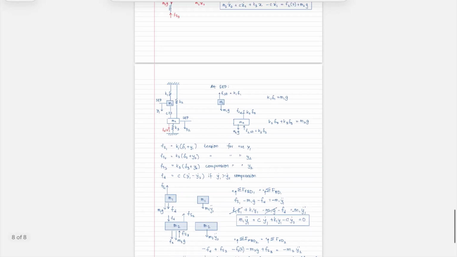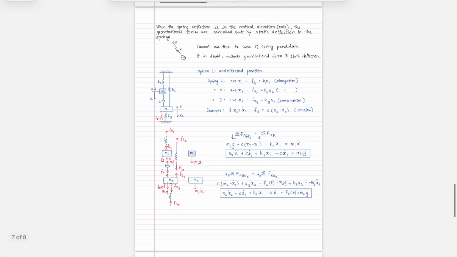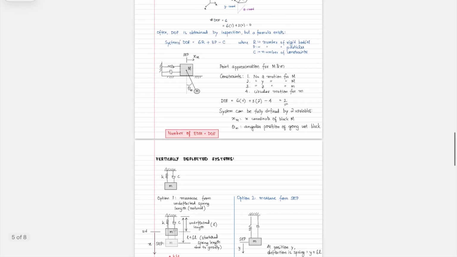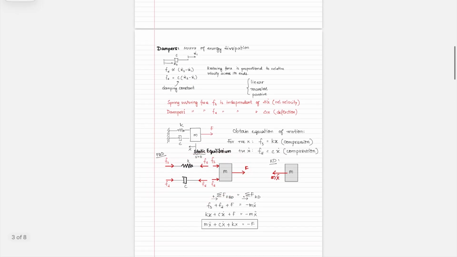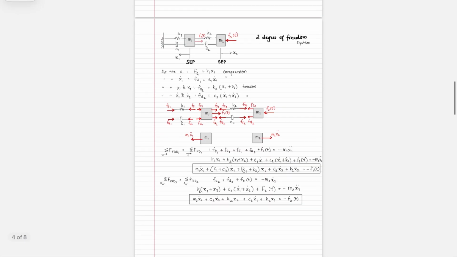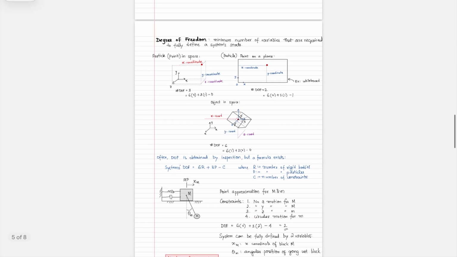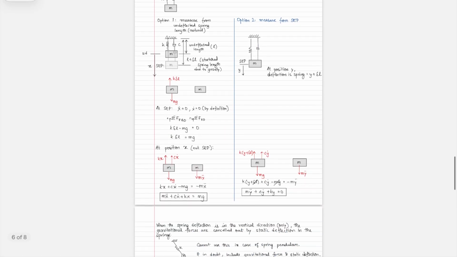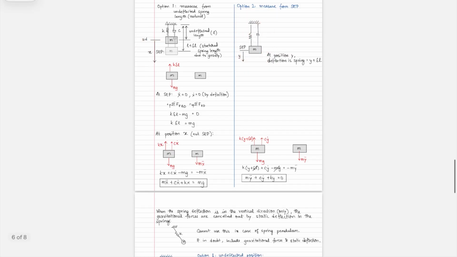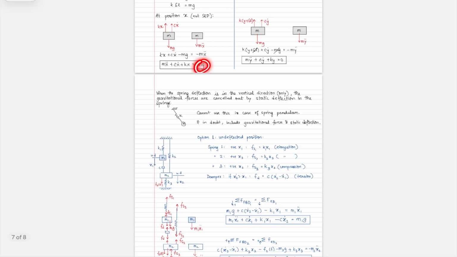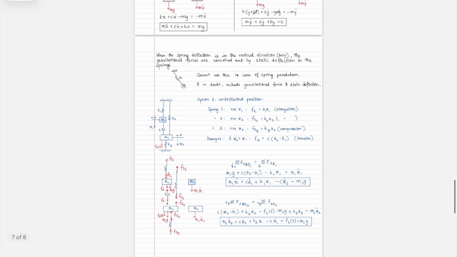Hello. In the last few classes, we looked at translational systems, whether it's in the horizontal case as shown here, or as shown here, or here. And then we looked at the vertically deflected system as shown here. And then we saw that whether you measure from the undeflected spring position or from the SEP, you will have different equations that account for the reference point from which you're taking the measurements.